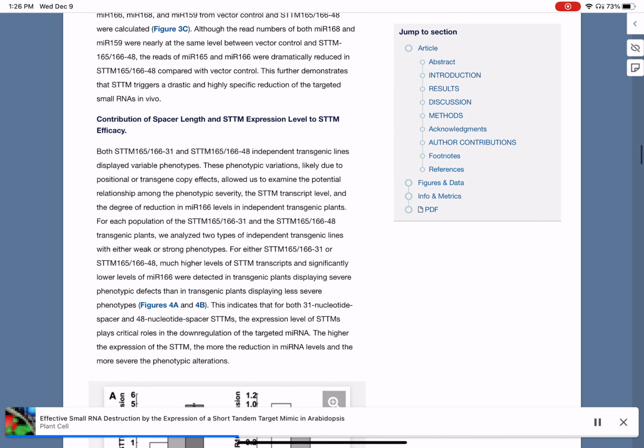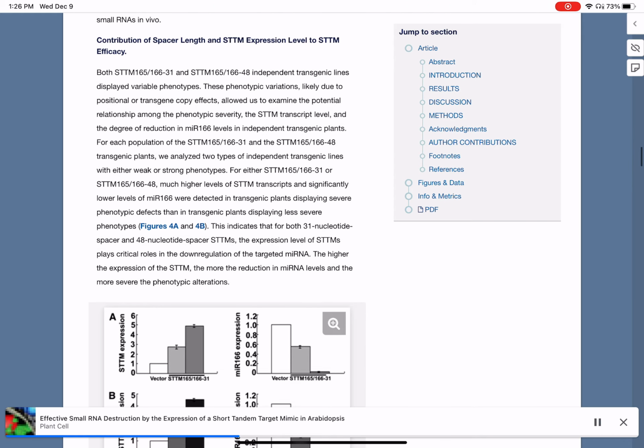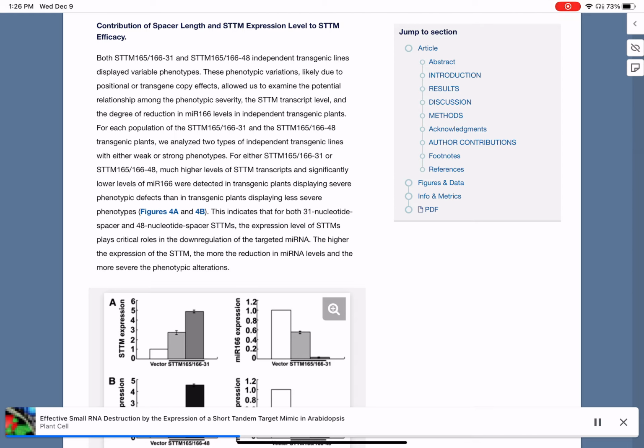Contribution of spacer length and STTM expression level to STTM efficacy. Both STTM 165-166-31 and STTM 165-166-48 independent transgenic lines displayed variable phenotypes. These phenotypic variations, likely due to positional or transgene copy effects, allowed us to examine the potential relationship among the phenotypic severity, the STTM transcript level, and the degree of reduction in Mir-166 levels in independent transgenic plants.